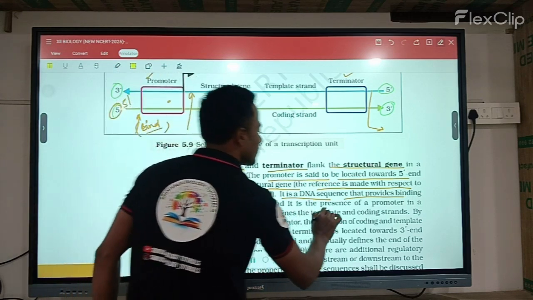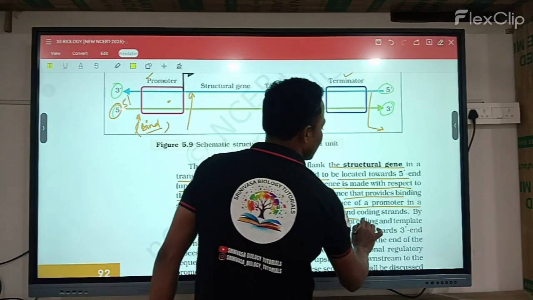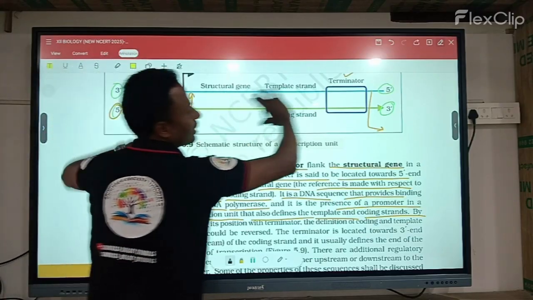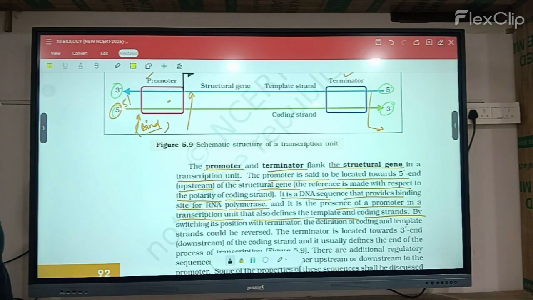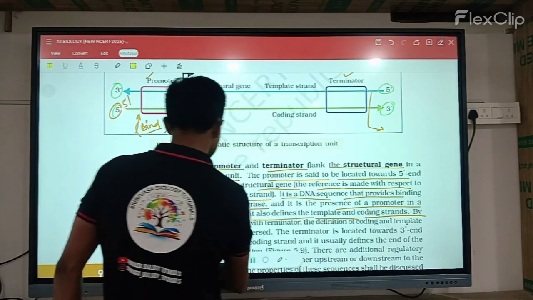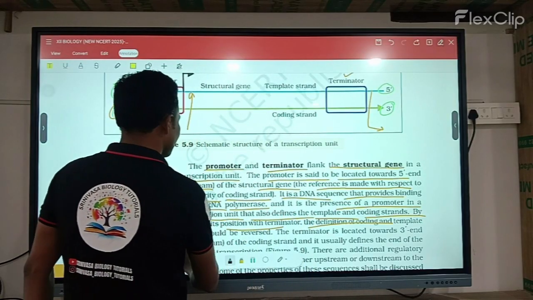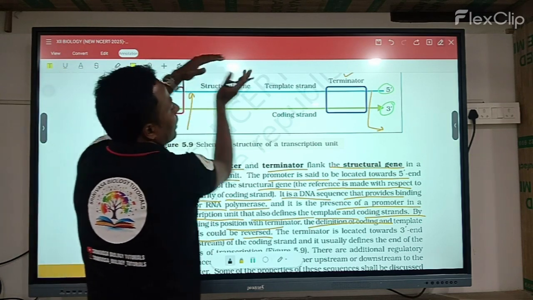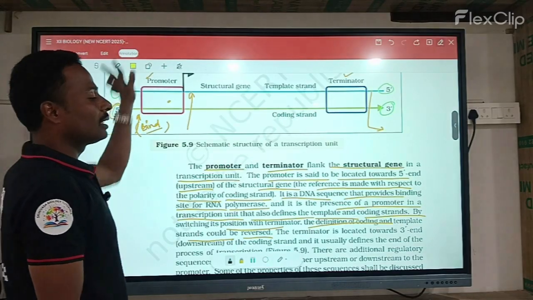The promoter in a transcription unit is also defined by the template and coding strand. This total is called a transcription unit, right? In this total transcription unit, the template strand and the coding strand are explained. By switching the position of the terminator, the definition of the coding and template strands could be reversed. When they enter the promoter, they start, and the terminator is where the region ends.